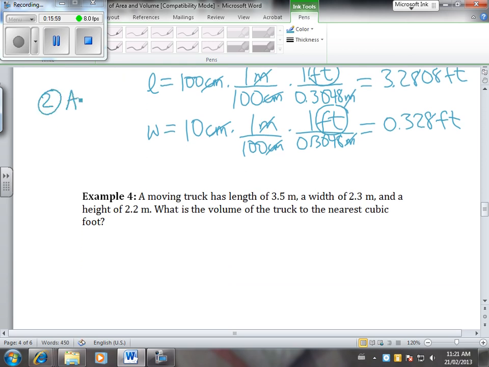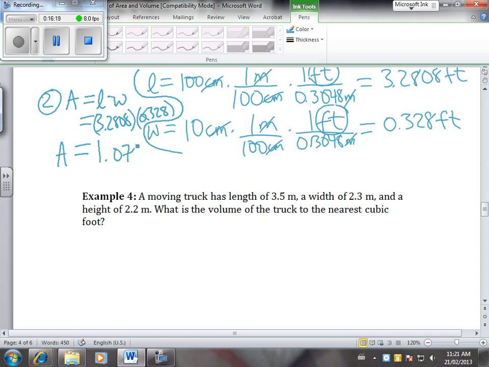Area of a rectangle equals length times width. 3.2808 times 0.328. Just kind of losing space there. And we end up with area equals 1.076 feet squared, because it's area, so it's always going to be squared.